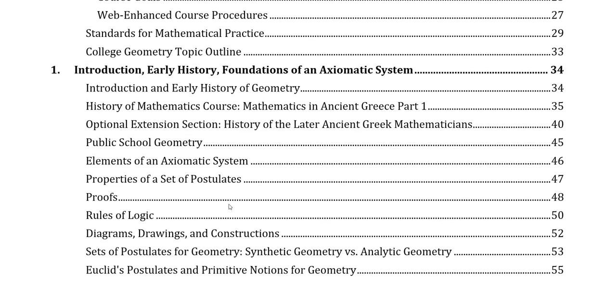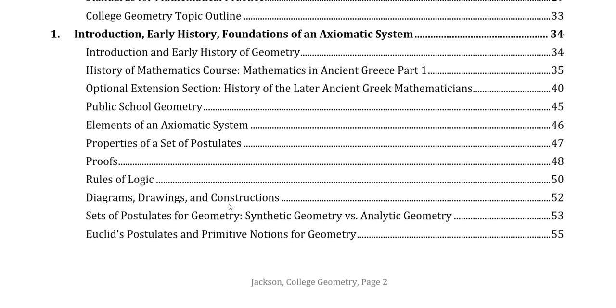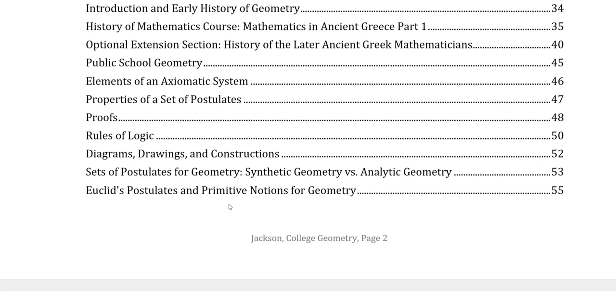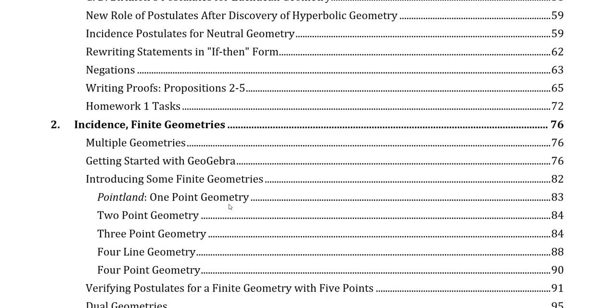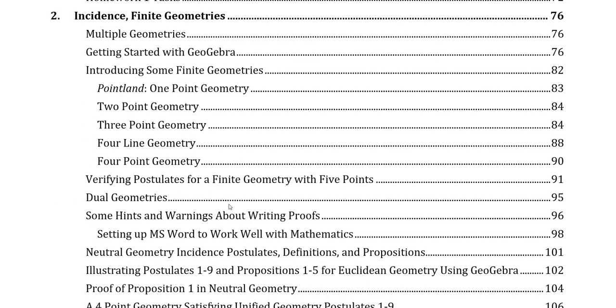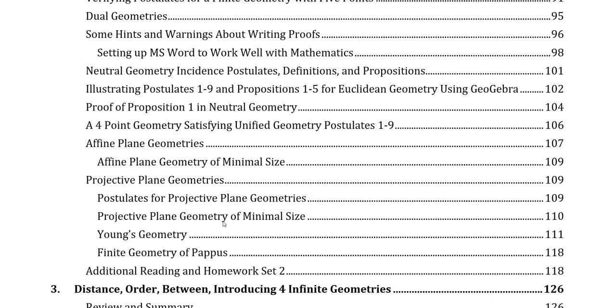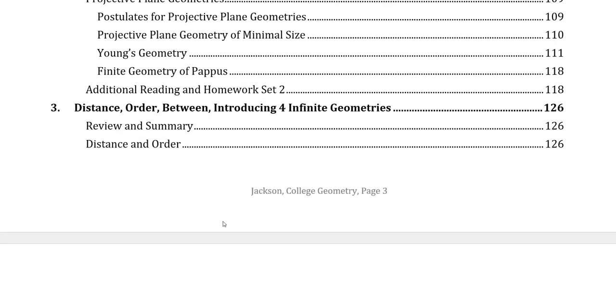In the first week, we looked at Introduction, Early History, and Foundations of an Axiomatic System. We looked at some different sets of postulates there. And then last week, or last chapter, last playlist, we looked at some incidence geometries. This is incidence properties, and this led us to look at some finite geometries as examples there. And so we did our earliest proofs of our earliest sets of postulates in our formal development of unified geometry.